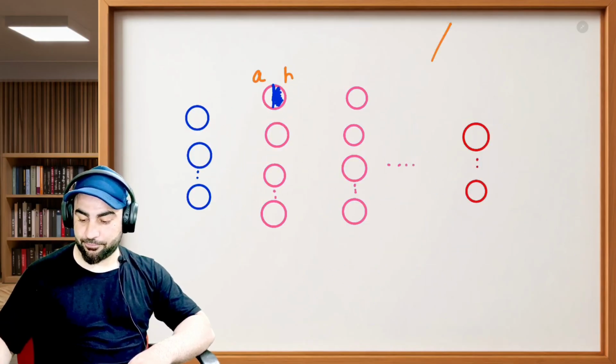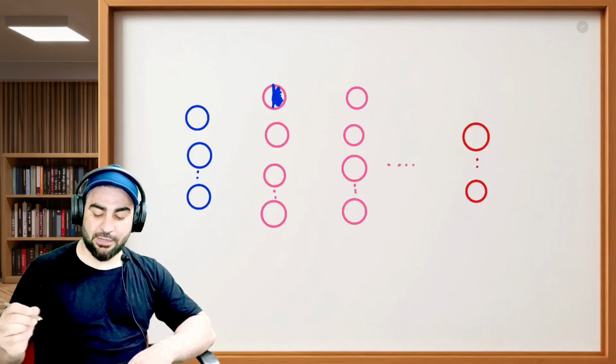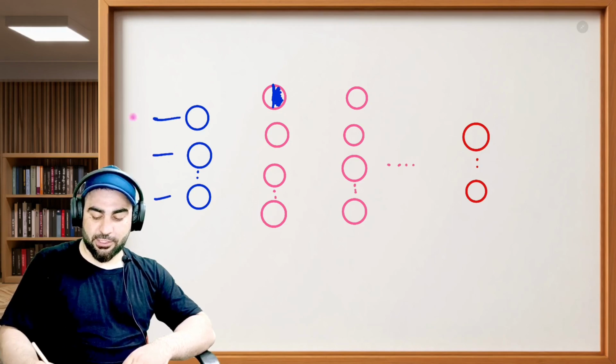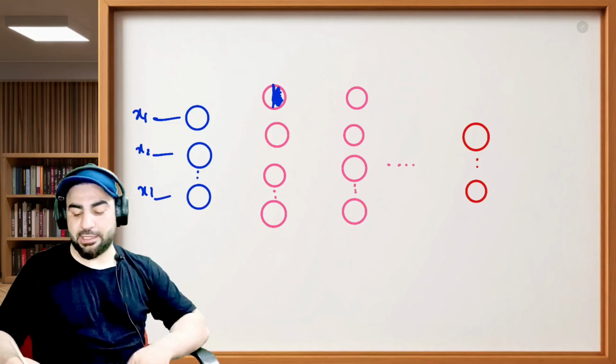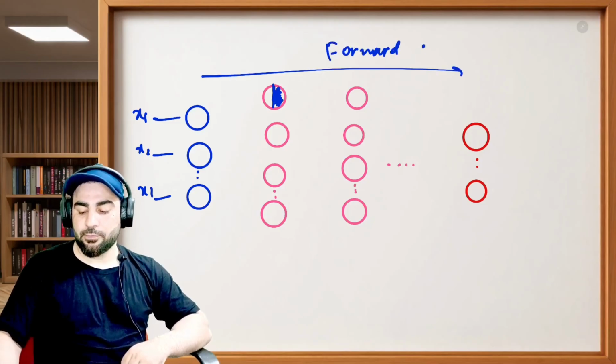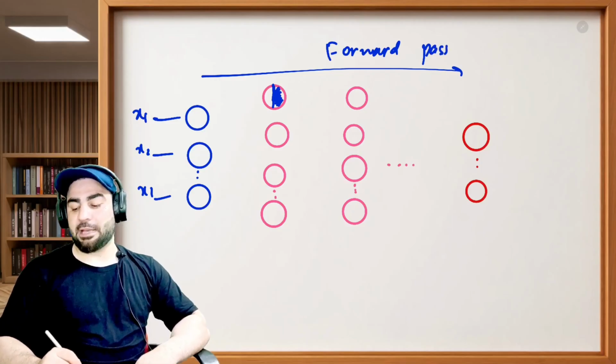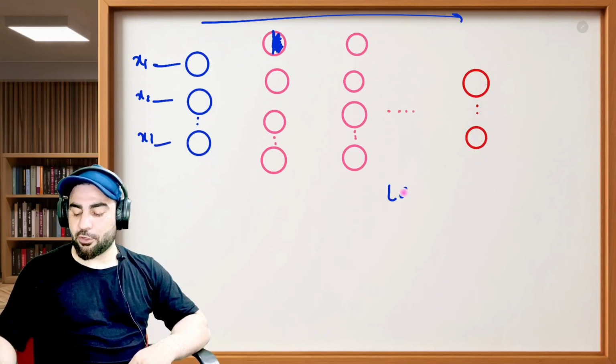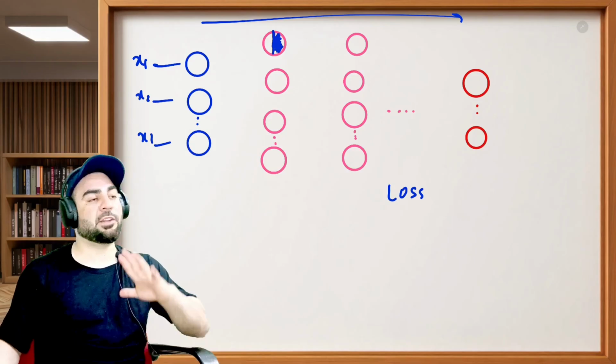Suppose I am giving some input to this, so this is my x1, x2, x3, something of this sort. I am giving an input and this is doing the forward pass, and you know how the forward pass is done now. Once the forward pass is done, I am computing some loss. When I compute the loss, let's suppose I am off somewhere and I am getting a very high loss.